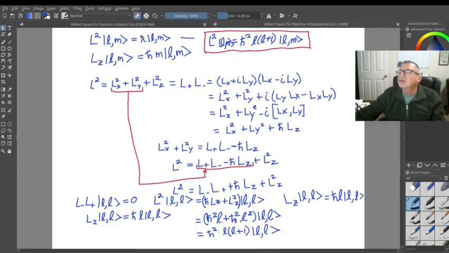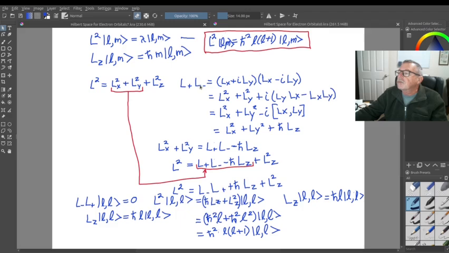Here's where we start. We don't know what this lambda is. This is that separation constant that's been eluding us. Lz times the vector l,m equals h bar m. We already looked at that. We already established that that's where we're going to go with that. This is what we hope to prove. L squared equals Lx squared plus Ly squared plus Lz squared. Nothing new there.